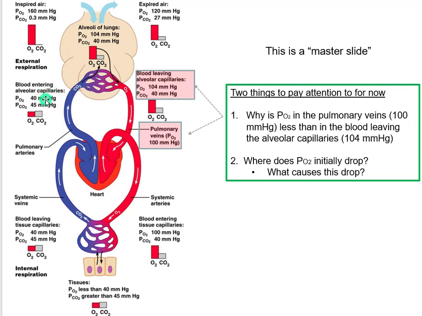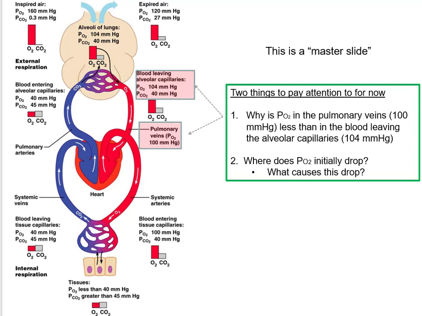Which way is the gradient set up? Who's got higher partial pressure of oxygen? Obviously, it's the lungs. So which way does oxygen move? Does it go from the blood into the lungs or the lungs into the blood? Well, you know the answer. Oxygen moves according to a pressure gradient. So oxygen will diffuse from the lungs into the capillaries.